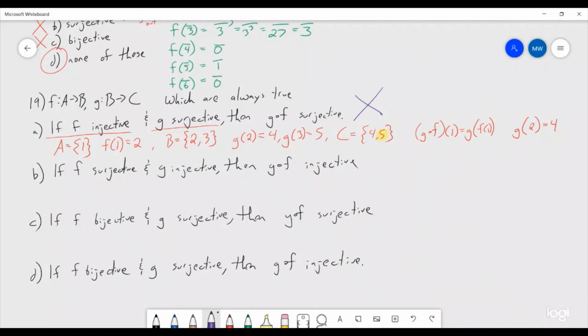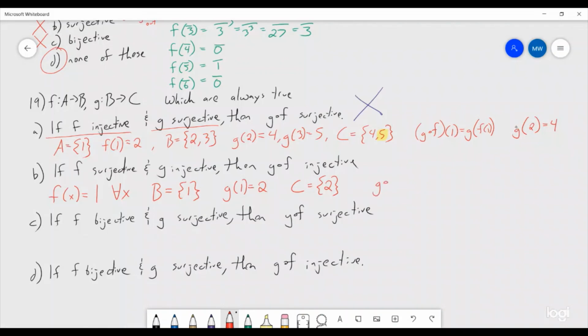Yeah. So then we could do the same thing for surjective and injective. So let's say that we have F of x equals 1 for all x. If that's our very extreme function, that means that B has to have only one element. So B is the set {1}. And then let's say that G of 1 is equal to 2. So that tells us that C is going to be the set {2}.